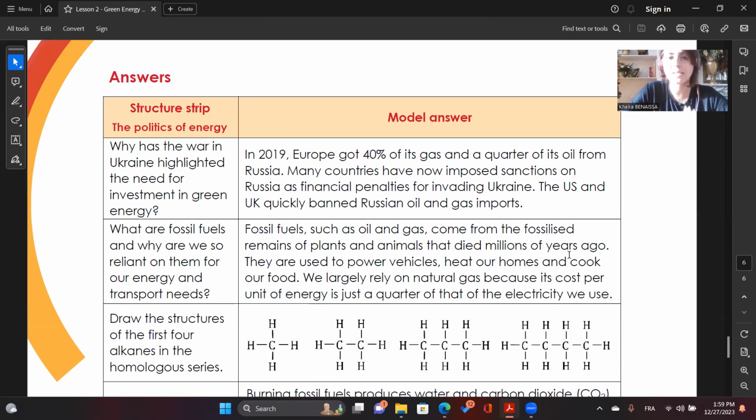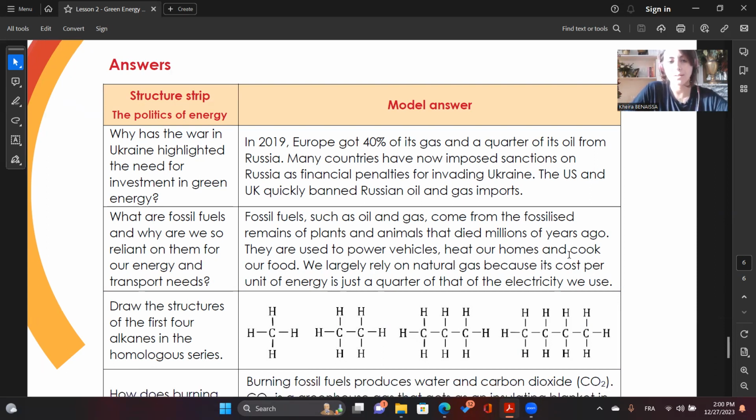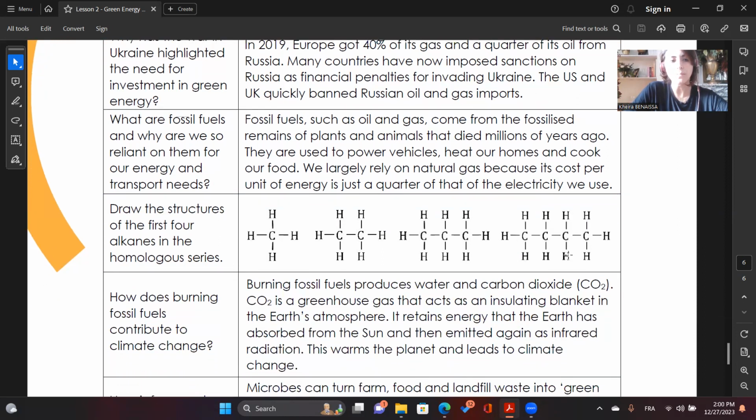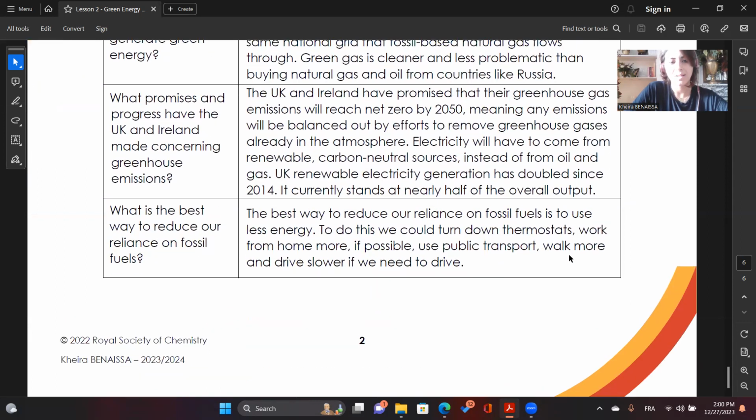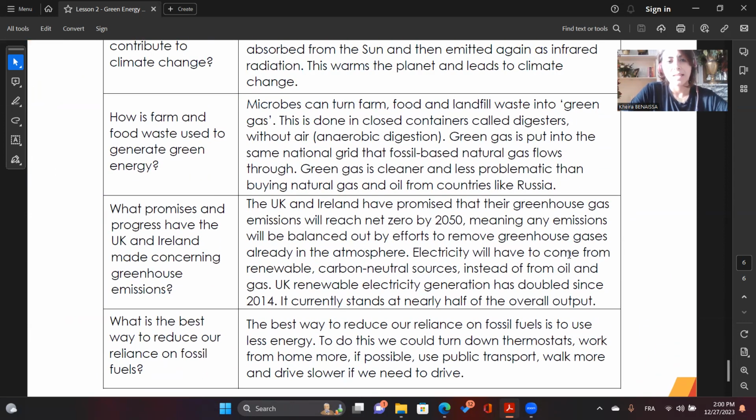So go to the text, read it again, and try to answer the other questions, because all the answers are in the text or in the article below. And same thing for the other questions. Let's go now and watch a video about the comparison, the differences and perspectives in the use of fossil fuels versus green energy.